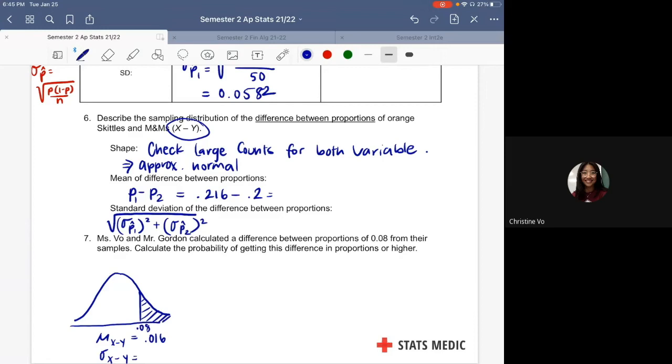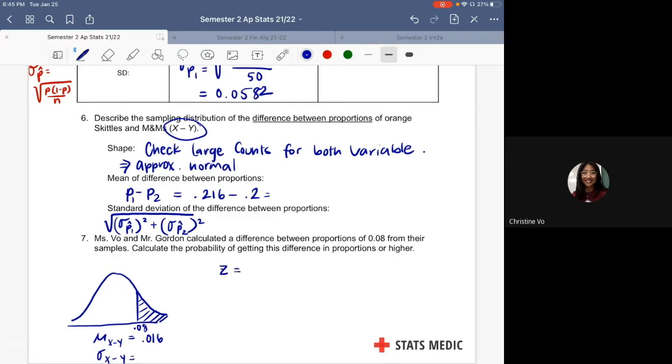Okay. So now from there, just use z-scores and plug in everything that you know so far. I know the x that I'm looking at is 0.08. My mean is 0.016, and my standard deviation is whatever you calculate it to be. Or just use normal CDF, and plug in the values for your lower bound, your upper bound, your mean, and your standard deviation. Okay, so that will complete that problem.